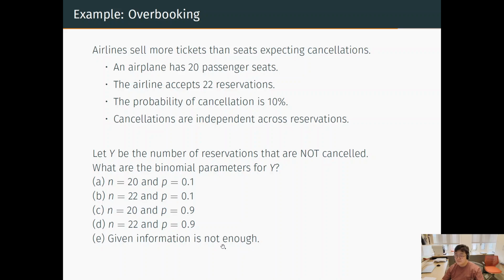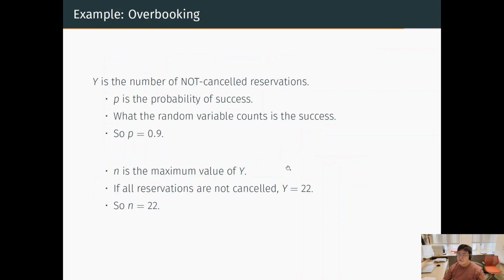What are the parameters? This is the most important question, but I see many students are not confident how to fix the parameters. Okay, think about it. So the options are pretty simple, 20 or 22, and 10% or 90%. First, let's think about what we are counting. We are counting the number of non-canceled reservations, right? So in this case, if you count that, that is success, right?